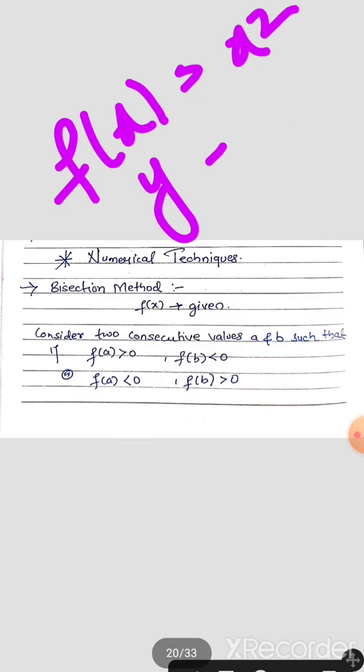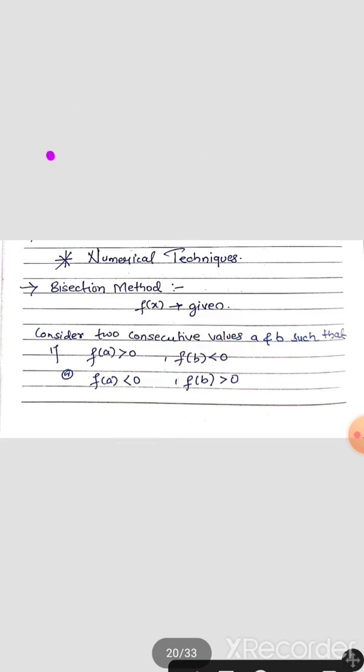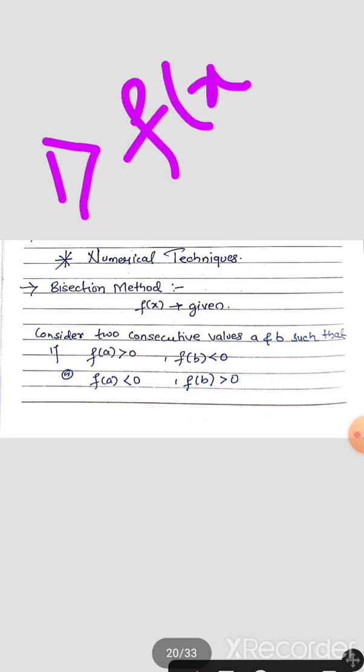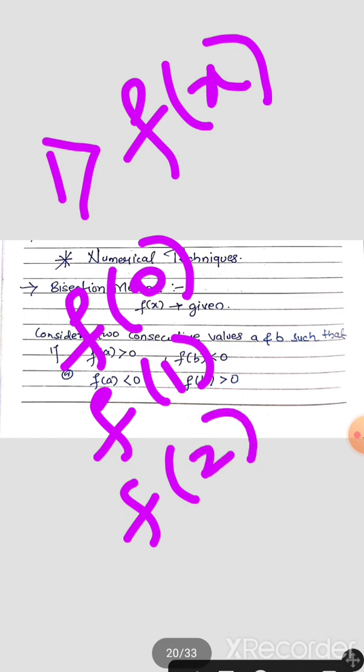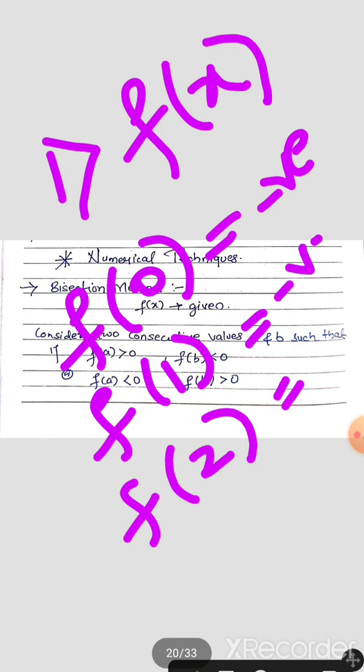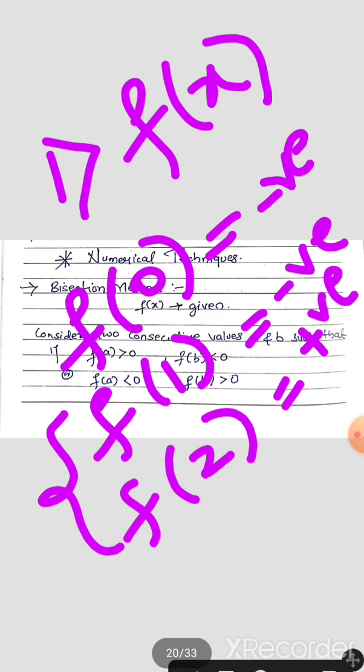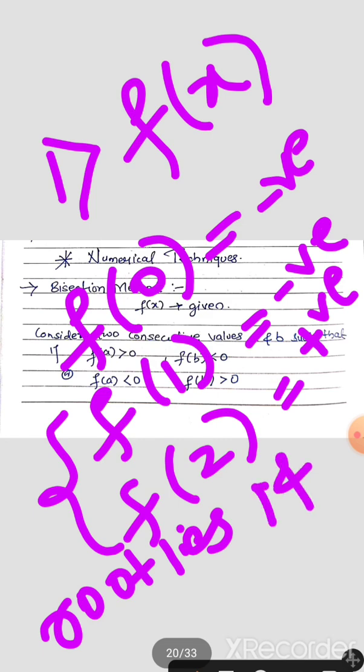What is the procedure for the bisection method? First step: for the given function f of x, you find the values at x equal to 0, 1, 2. Any numbers you can take; I have taken 0, 1, 2. Say at 0 I get a negative value, at 1 a negative value, and at 2 a positive value. So our root will be lying between 1 and 2.